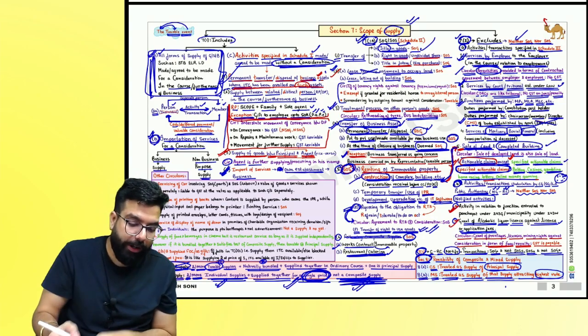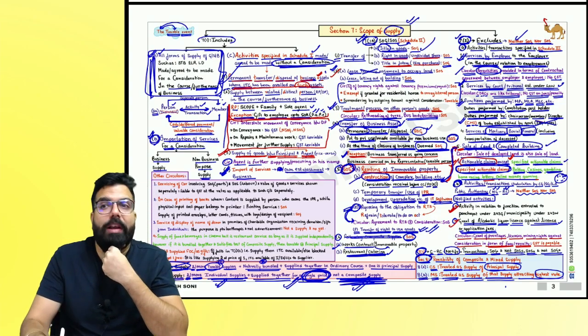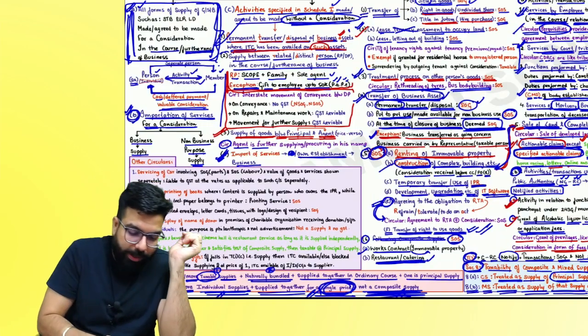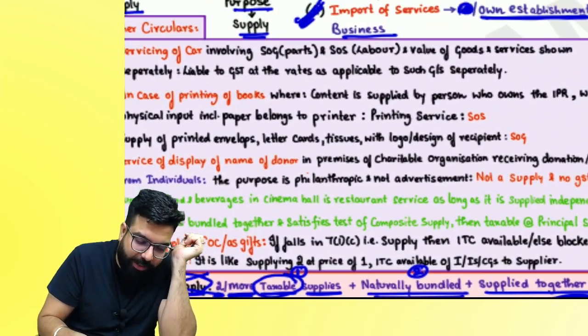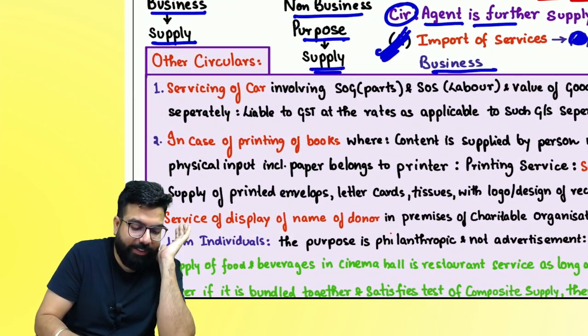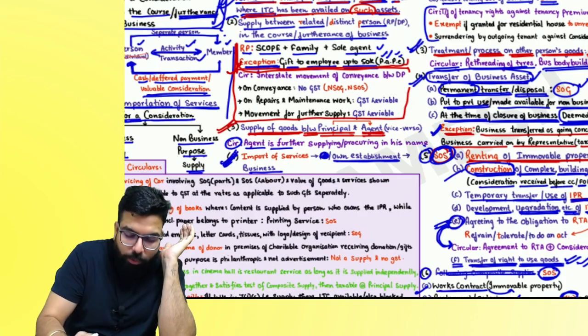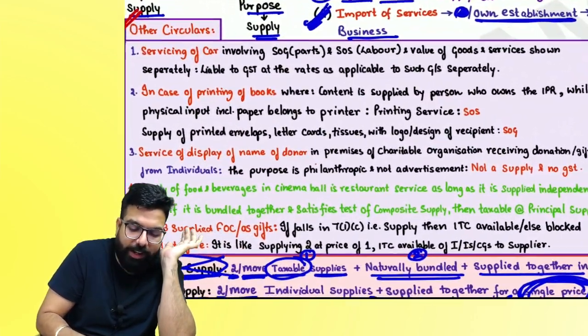Okay, everyone over here now. So, we learned section number 8 also. Now, we have some circulars over here. Can you guys see the circulars? I will teach you the bigger circulars after the break. The small circulars I will teach you now.